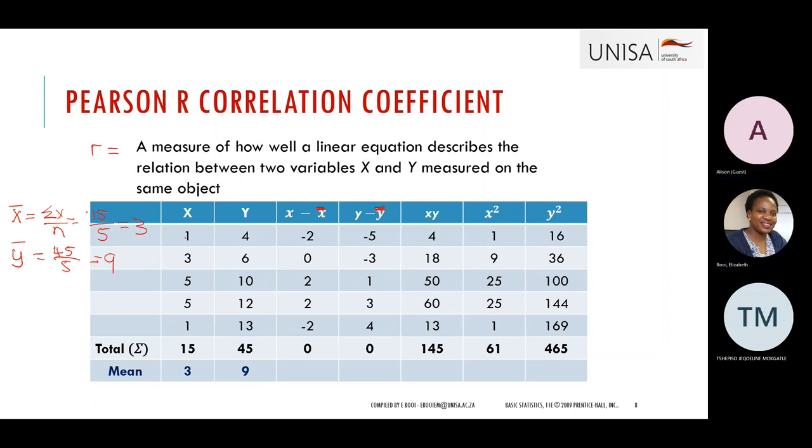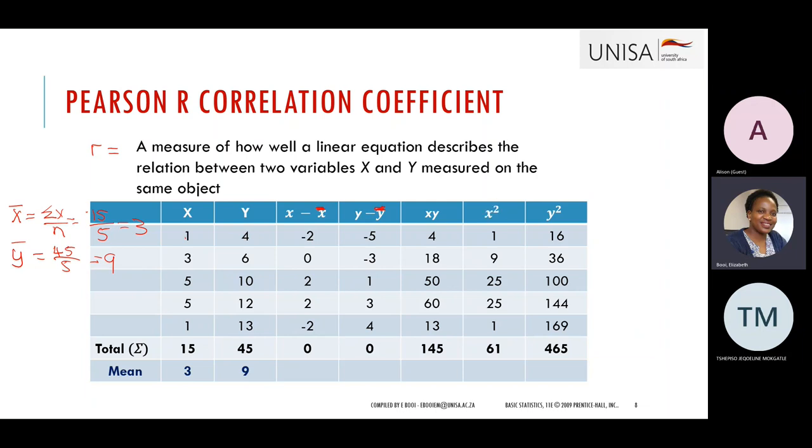The fifth column says X multiply by Y. So X multiply by Y means we're multiplying our X value with our Y value. 1 multiply by 4 is 4. 3 multiply by 6 is 18. 5 multiply by 10 is 50. 5 multiply by 12 is 60. 1 multiply by 13 is 13. And all of them, you get 145. And we do the same.